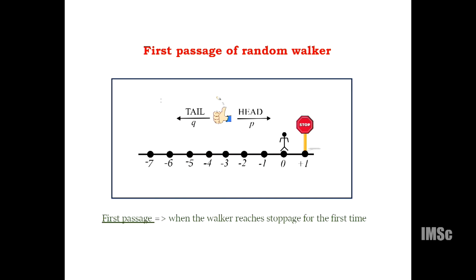Now I come to my main thing that I work on, not exactly on random walk, but the first passage. So what is first passage? I say when the walker reaches +1 for the first time, it stops its motion. So I will repeat again. While doing the random walk, whenever the walker reaches +1, starting from 0 for the first time, the motion is complete, and you say the first passage has occurred to +1.